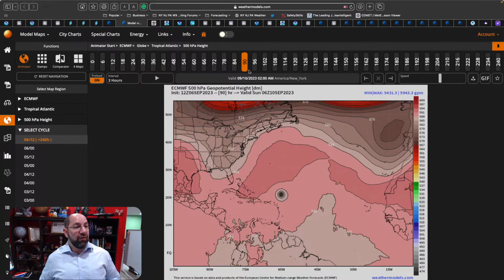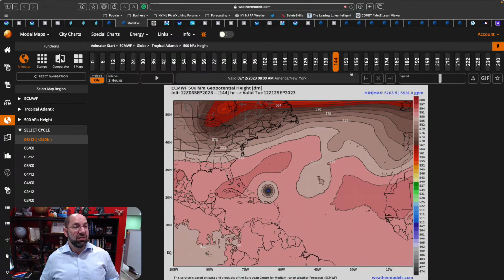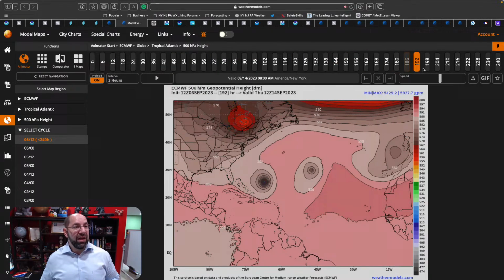So the further west solutions are all driven by the idea of a stronger ridge here. If the ridge gets knocked out a little bit faster because of another tropical system, because it's trying to balance out all these different mass differences, then this storm's going to be able to exit out faster. If the ridge remains strong because we have a Cat 4 or 5 hurricane here, which is very much possible, then the storm is able to push further west.